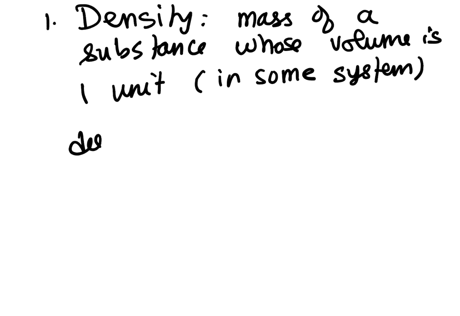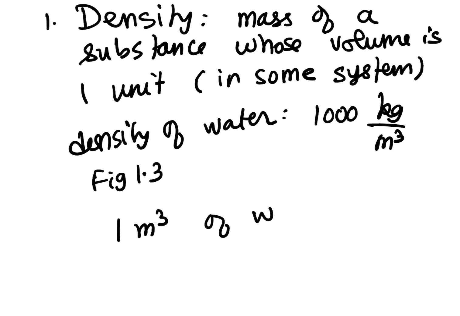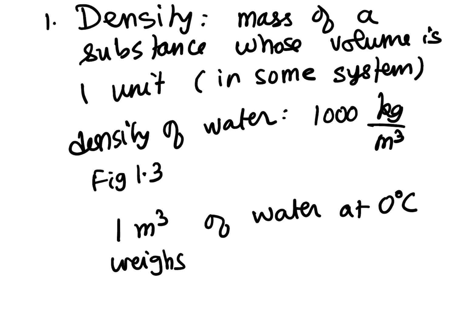So we could say that the density of water, if you look at it, it's in figure 1.3. The density of water is, let's say, about 1000 kilograms per meter cube. What that statement means is that every meter cube of water at around 0 degrees Celsius weighs 1000 kilograms. Okay, that would be the density of water.